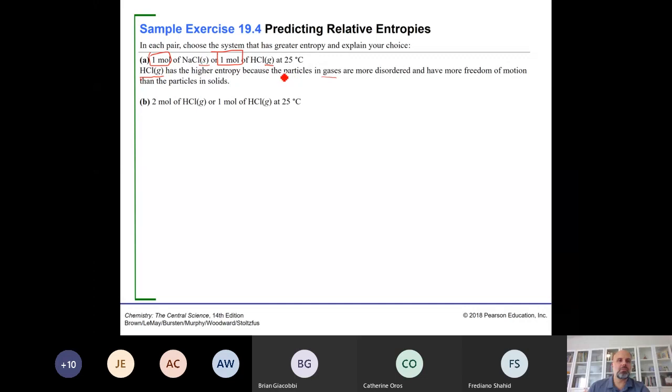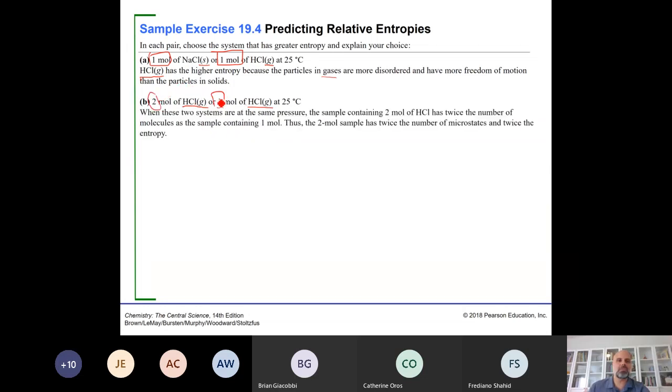The next example, 2 moles of HCl as a gas, or 1 mole of HCl as a gas. The difference here is the 2 versus 1. All right, so when the 2 systems are at the same pressure, the sample containing 2 moles of HCl has twice the number of molecules as a sample containing 1 mole. Thus, the 2-mole sample has twice the number of microstates and twice the entropy. So twice the number of molecules, twice the entropy, right? A lot more positions available.